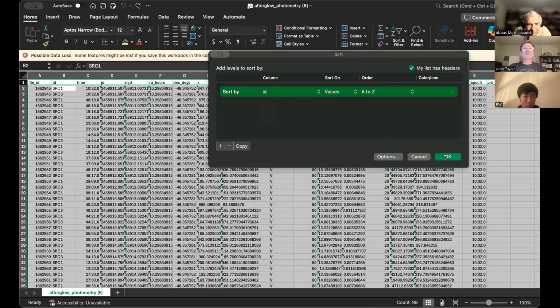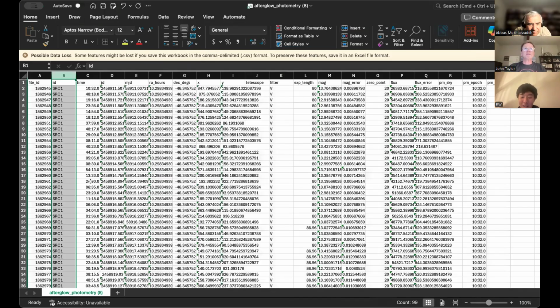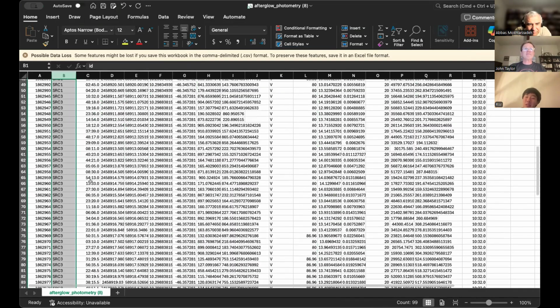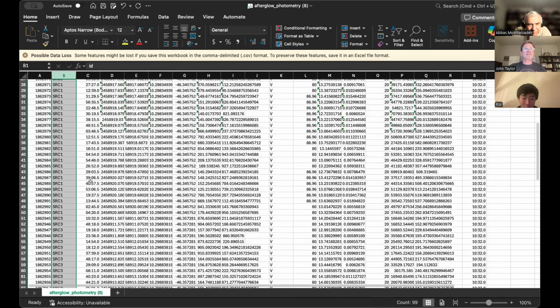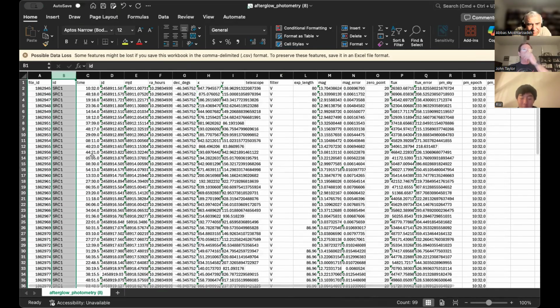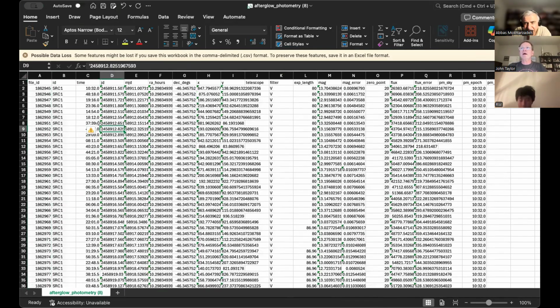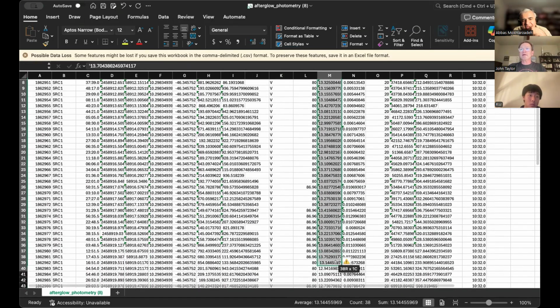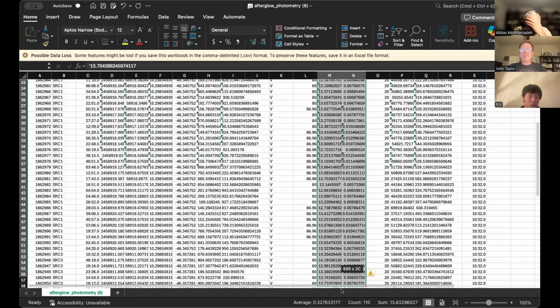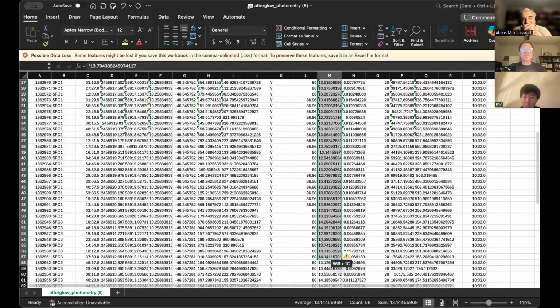And I hit OK, and there it is. See, the SRC1s are done. And then I come down far enough, there's the SRC3s. So I should be able to pull in those magnitudes for each one. But you have to choose all of them and sort it based on that, John.